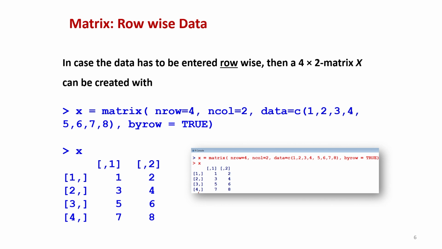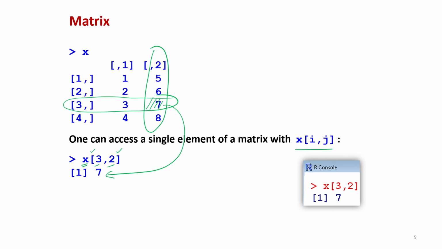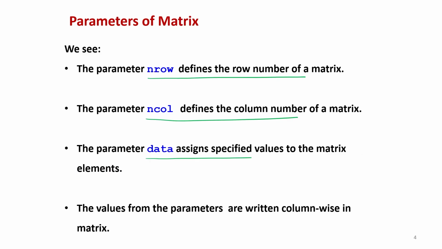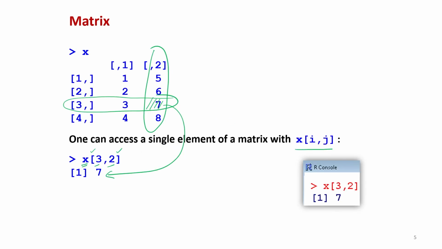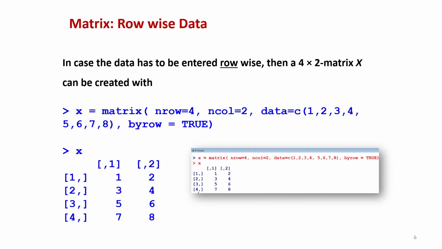And suppose you want to create the matrix in a way such that, instead of the data entering column wise, you want to do it row wise. That means the data should go like this, then to the second row and this way. Then the option here is you have to add by row is equal to true. If you make by row false, the data will be entered column wise. But if you make by row equal to true, the data will be entered row wise.